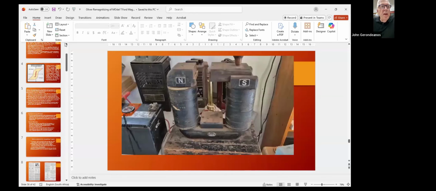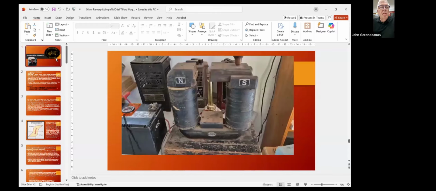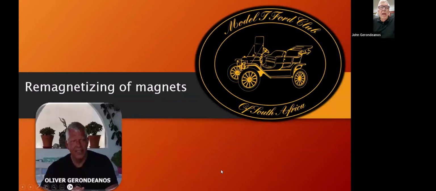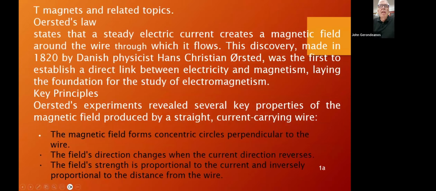So, good evening, everyone. Tonight we're going to talk about the Model T magnets and how to magnetize them. And we're also going to talk a little bit about the magneto, or what should really be called the alternator, and the actual complete system. So just to start off with, I'm going to go through a tiny bit of history and a little bit of technical information.